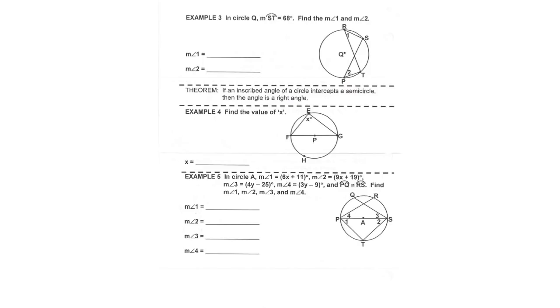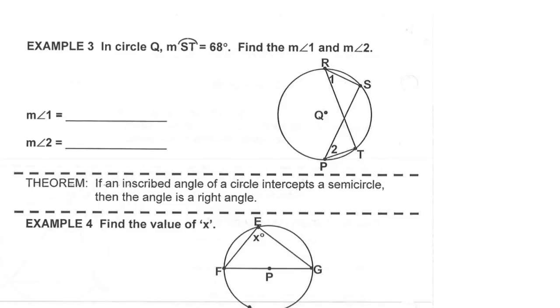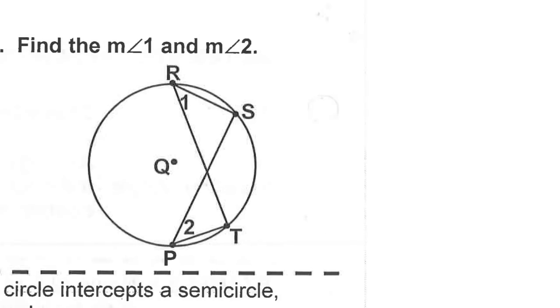Example 3 can be kind of tough. It's really hard to look at a picture like this, but it tells us that arc ST is 68 degrees. So this arc right here is 68 degrees. Then it wants us to find the measure of angle 1 and 2.